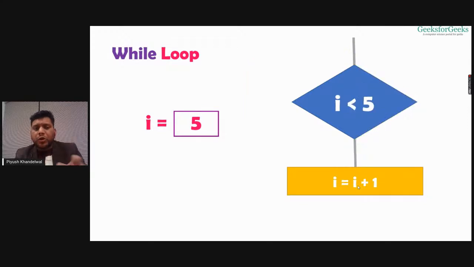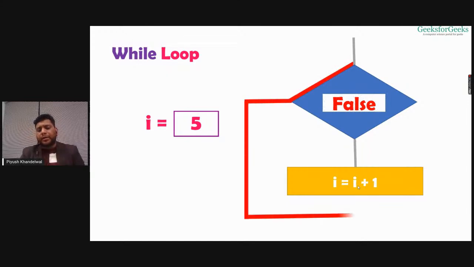Now see, the value of i is 5. 5 is not less than 5. So what will happen? This condition is false. The body of while will not be executed, and loop will terminate over here only. And the control will get out of the loop. I'll show you this through animation. Okay, I'll show you how Python program will actually execute these statements, right?